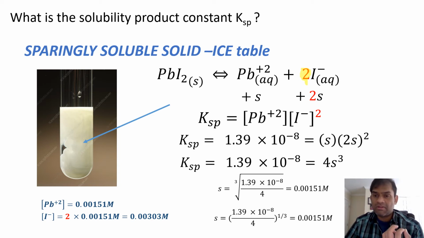So this ICE table is going to be a little different than the one before. In this ICE table, we're going to have plus s and then plus 2s. The 2s comes from the fact that we have 2 I minuses.